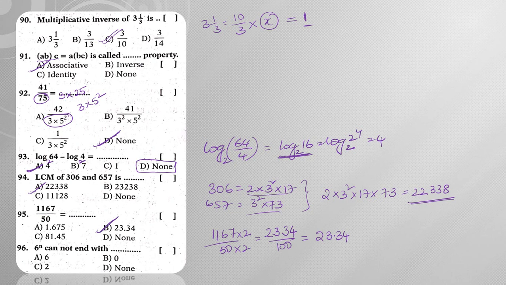Next, 6 power n cannot end with, so it cannot end with 0, it cannot end with 2.